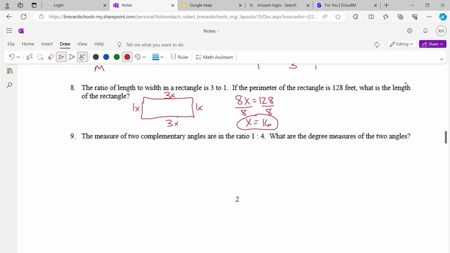What is the length of the rectangle? The length is the 3 times the multiplier. So the length is equal to 3 times the 16. And that's 48.